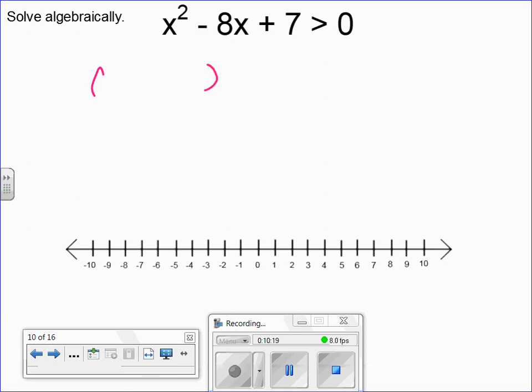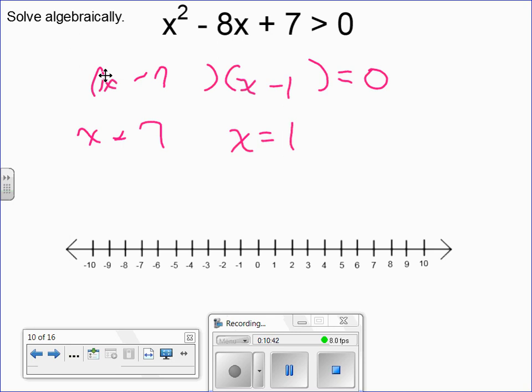What numbers multiply to a positive 7 that would add up to negative 8? 8 and negative 1? How about negative 7 and negative 1? Beware of the double negative. Negative 7 and negative 1 would multiply to positive 7 and add up to negative 8. So that would make my solutions positive 7 and positive 1. Now your solutions are the guys you're going to graph on the number line.